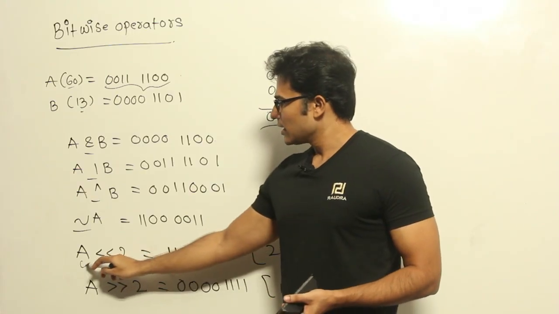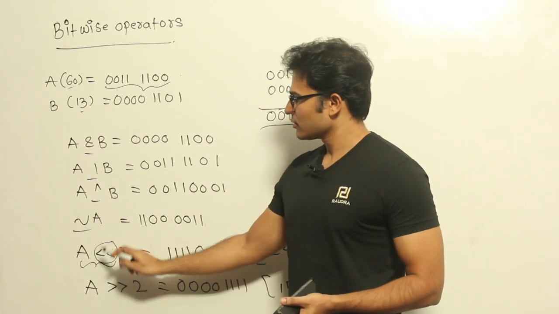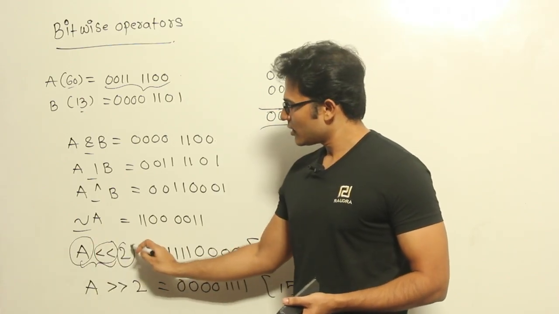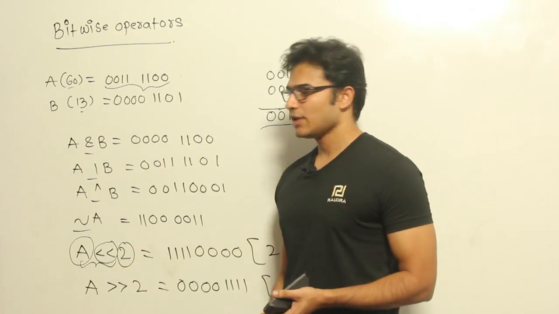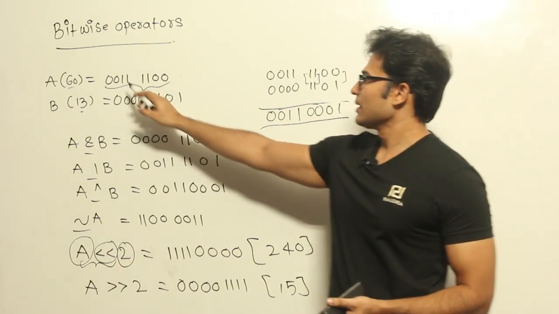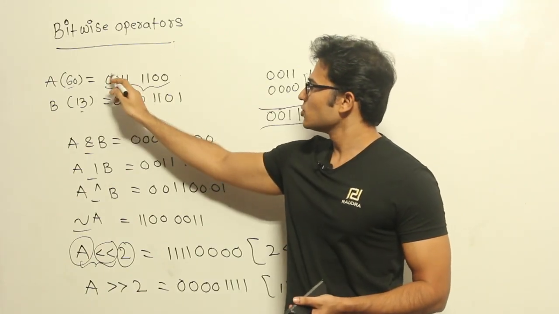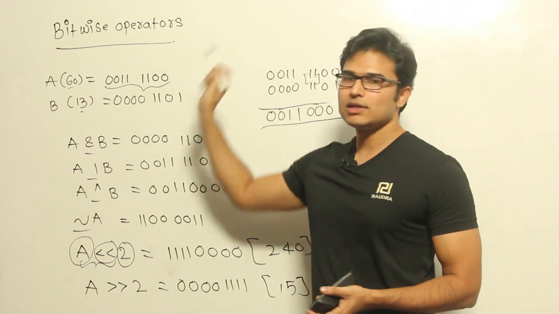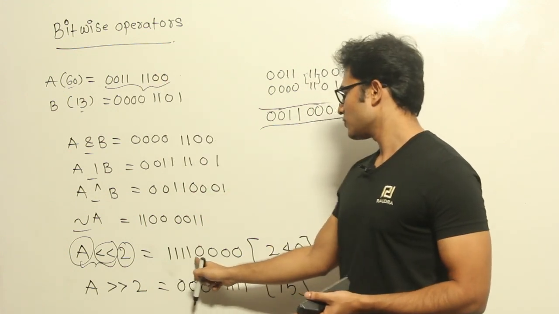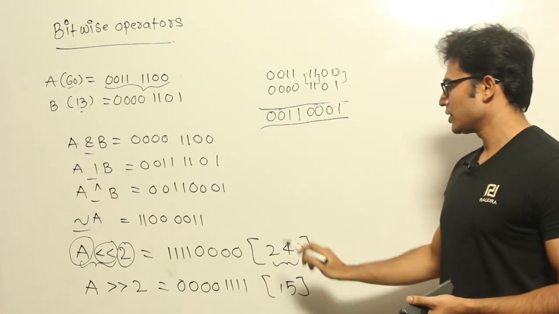And the next one is A left shift 2. This is the left shift operator, and this is, let us say, an integer. When I write like this, it means I want to left shift all the bits by 2. If you see this here, left shift all the bits by 1, then what do I get? 0 followed by four 1s followed by three 0s. And then left shift it by 1 again, then what do I get? Four 1s followed by four 0s. If you observe it, the value has become 240.